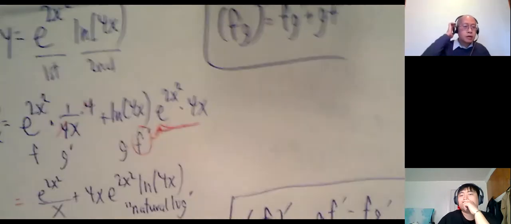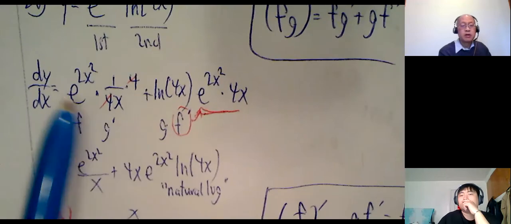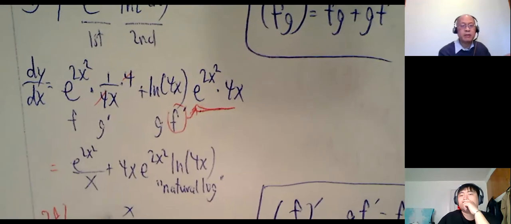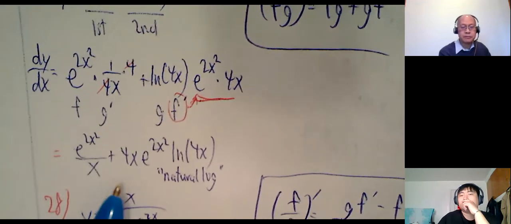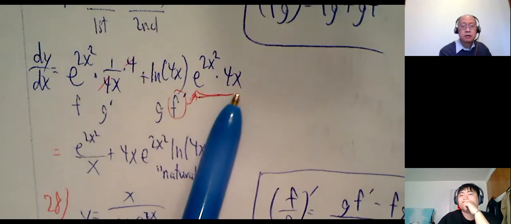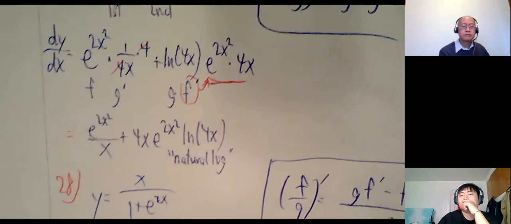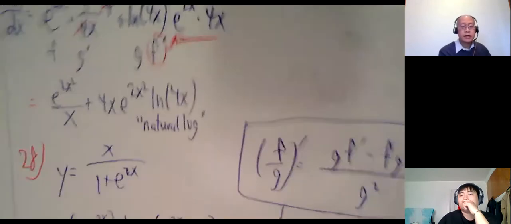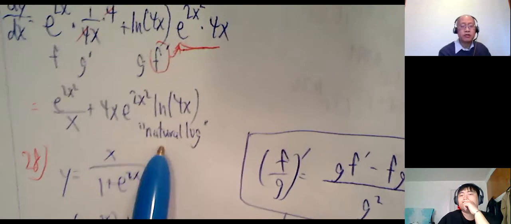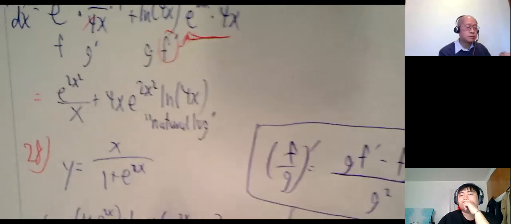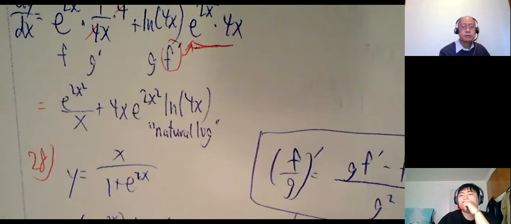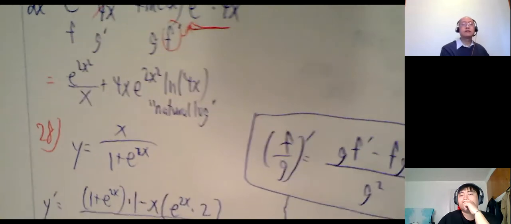All right, and then just a little bit of cleanup. These 4's cancel out. So I write it as e to the 2x squared divided by x, x is on the bottom, plus 4x e to the 2x squared ln 4x. Okay, so that's it. And a reminder, ln stands for natural log, or log natural. Natural log, ln.